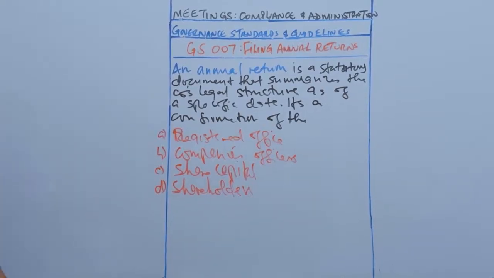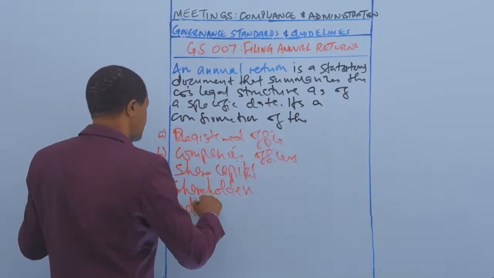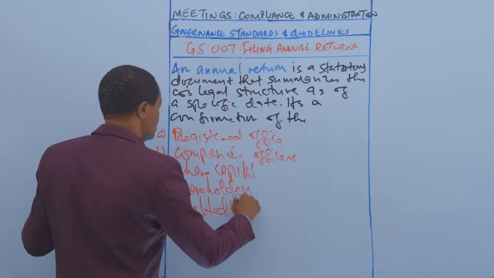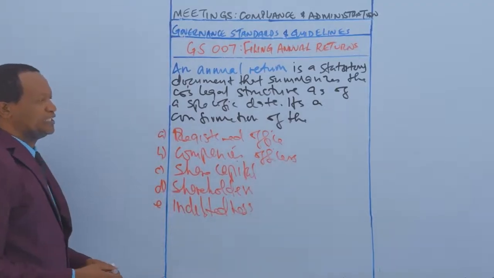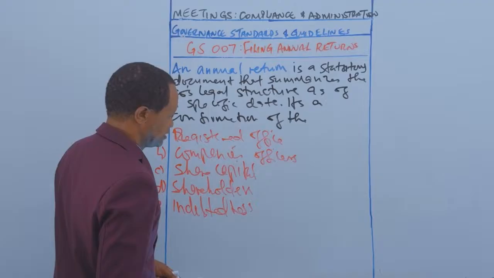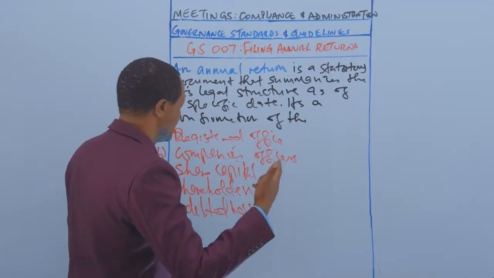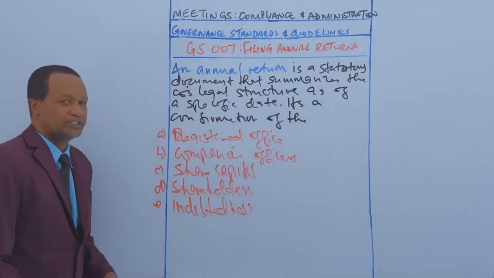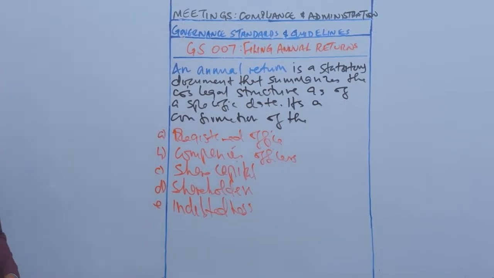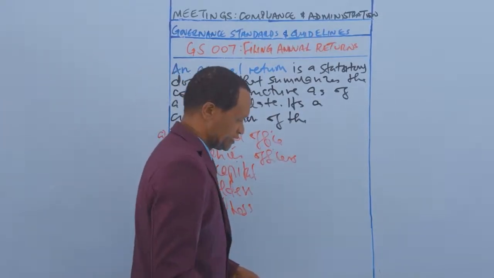Understand? Yes. It also confirms the company's indebtedness. It details any mortgages or charges secured against the company's assets. You understand? So that is an annual return.